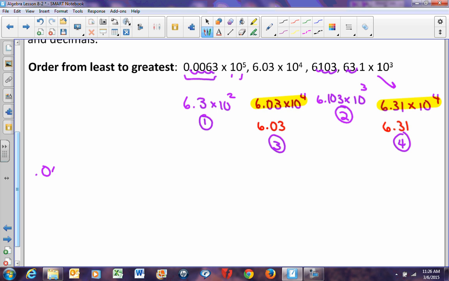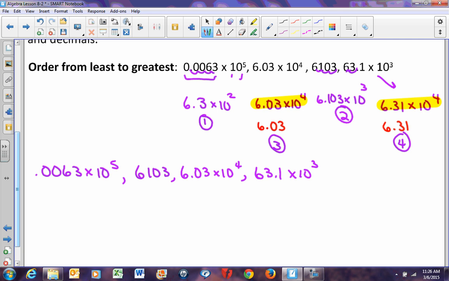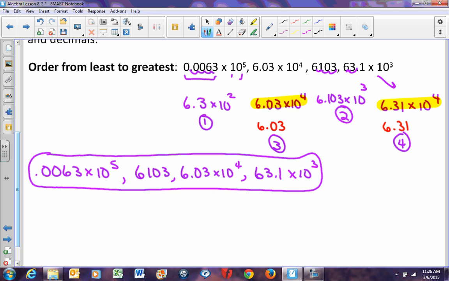which would be listed as 0.0063 times 10 to the 5th. That's my smallest number. Followed by 6,103, because that was its original form. Followed by 6.03 times 10 to the 4th. And last but not least, 63.1 times 10 to the 3rd. Whenever you order things from least to greatest, you have to put them back in their original form. As annoying as that is, this has to be written in this form. Very annoying, but works.